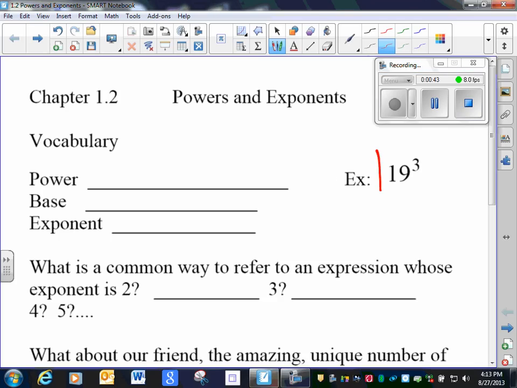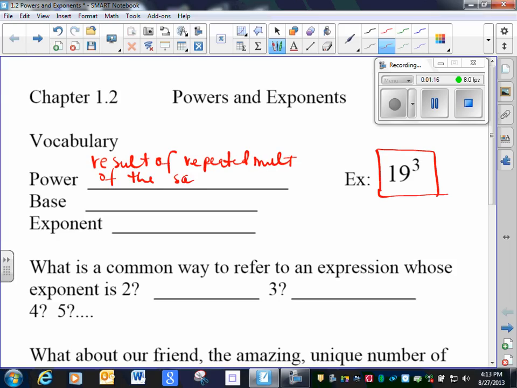I want you to look at this example over here. 19 raised to the exponent of 3. This is actually a repeated multiplication problem. I'm going to write the formal definition down for power because it's a little bit different. It is the result of repeated multiplication of the same factor. We talked about factors being the pieces that you multiply together to get a product.